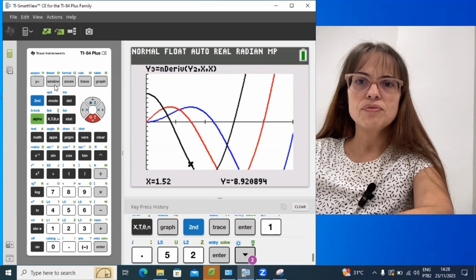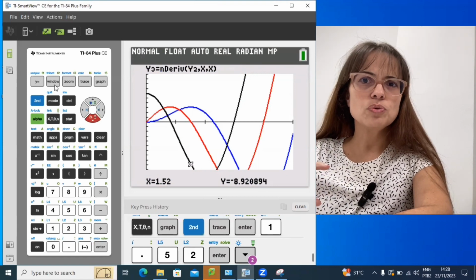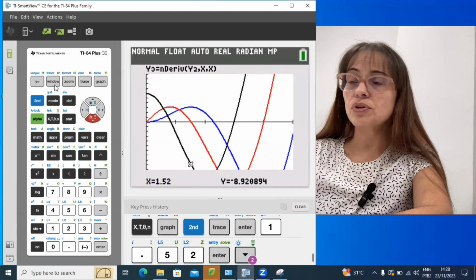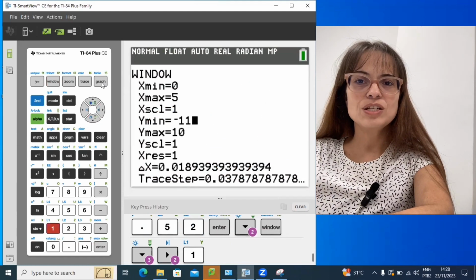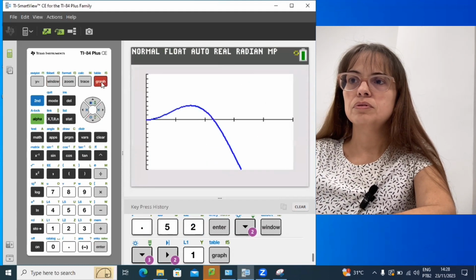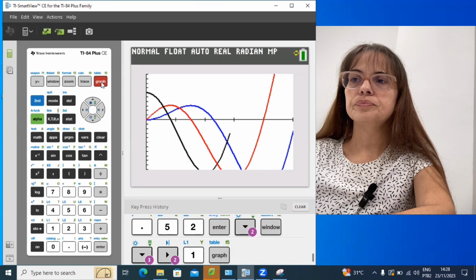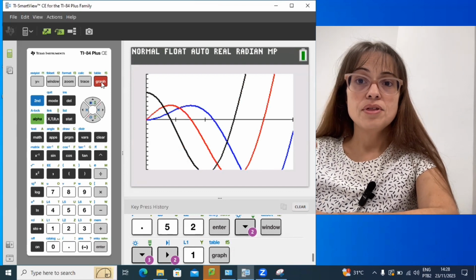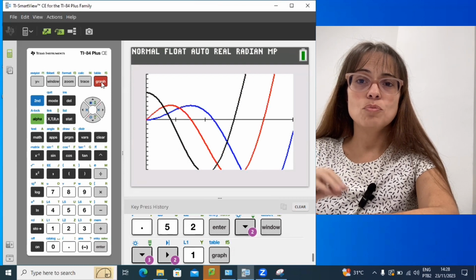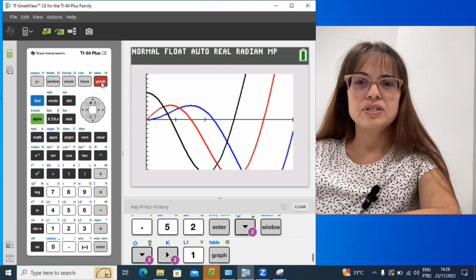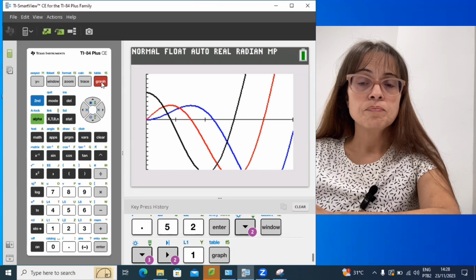But the reason why I don't recommend you do that, well, let me try to show you. I'm going to ask him to graph again. I'm going to change the window a little bit so that he does all the graphing again. Watch it as it builds the graph. The thing is that the more derivatives you're asking it to take, the slower it is.